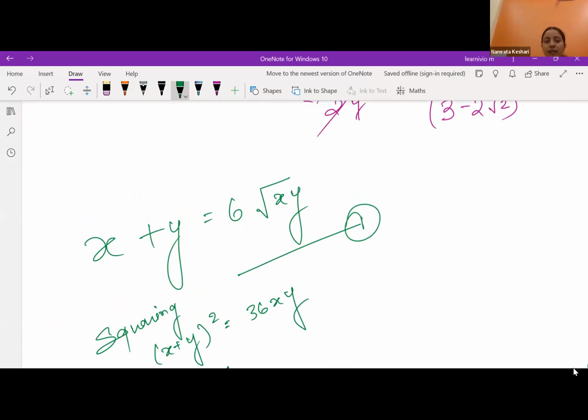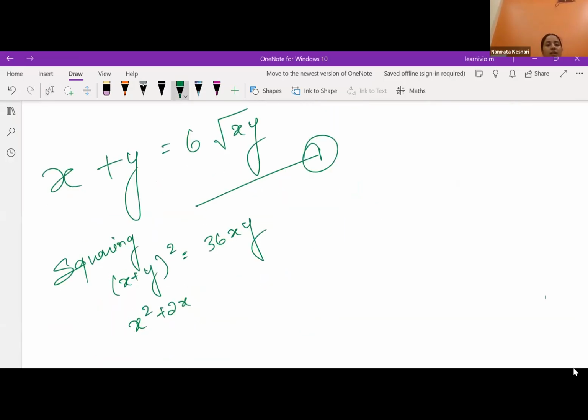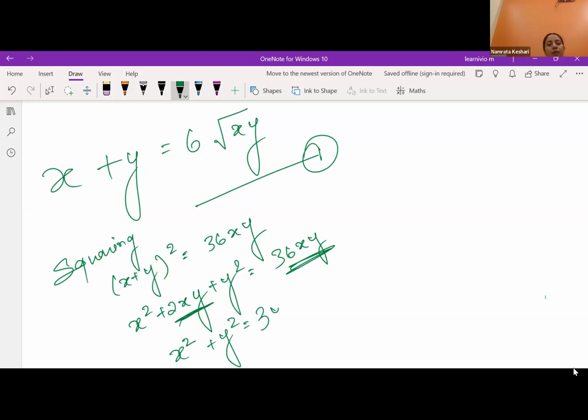This is what we were getting. x plus y whole square is 36xy. Then we need to use the formula x square plus 2xy plus y square, that is 36xy. There xy, here xy. We are thinking let's keep them together. So x square plus y square is 36xy minus 2xy, that means 34xy. Now we are thinking this one we are having in hand.